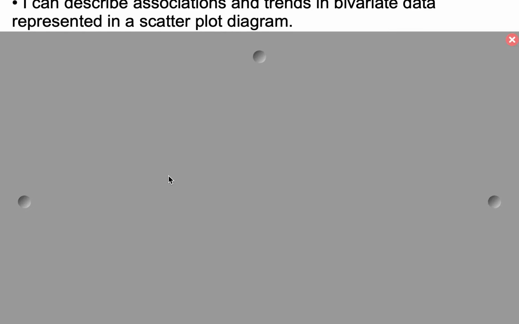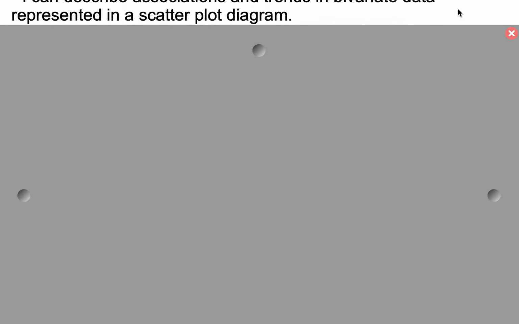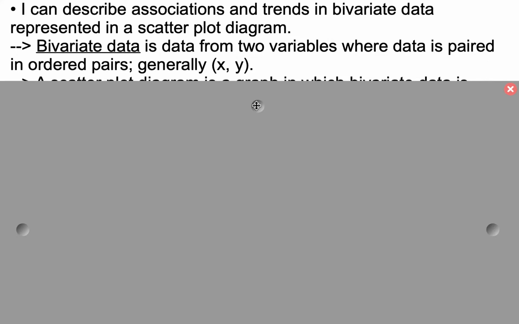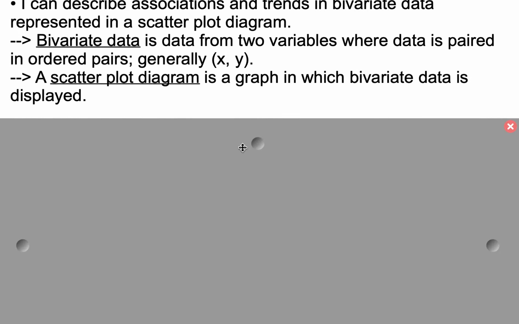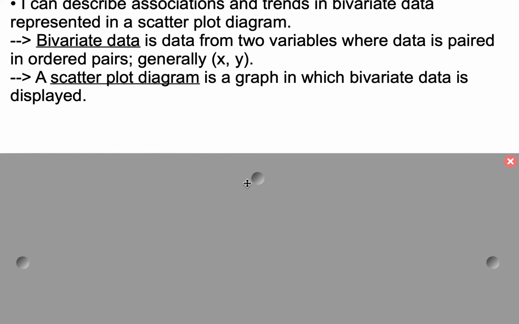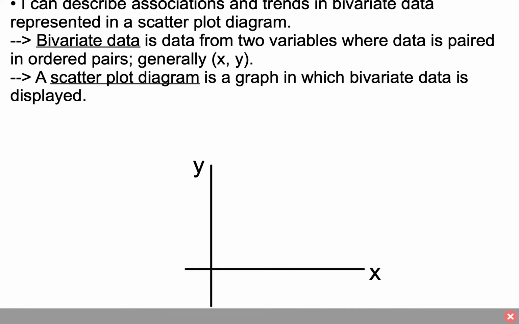I can describe associations and trends in bivariate data, represented in a scatter plot diagram. So first, a little bit of vocabulary. Bivariate data is data from two variables where data is paired in ordered pairs, generally x, y. A scatter plot diagram is a graph in which bivariate data is displayed. So something kind of like this.